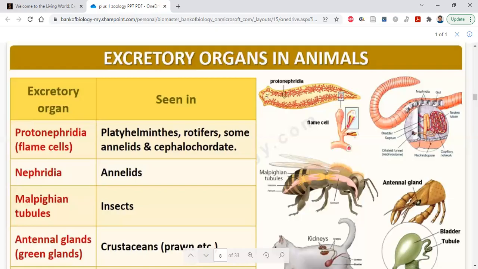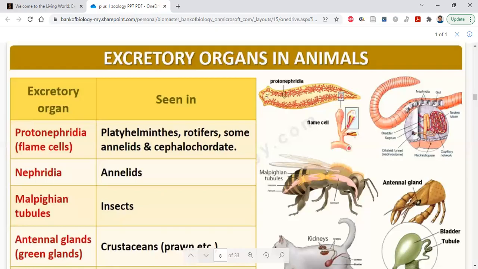Nephridia, or nephridium, are the tubular excretory structures of earthworms and other annelids. Nephridia help to remove nitrogenous waste and maintain fluid and ionic balance. Next are the Malpighian tubules, the excretory structures of most insects, including the cockroach, as we discussed in structural organization in animals. Malpighian tubules help in the removal of nitrogenous waste and also in osmoregulation.